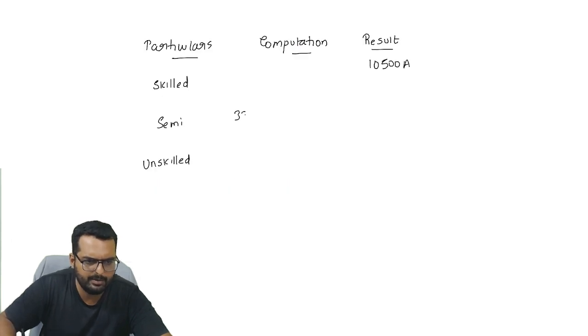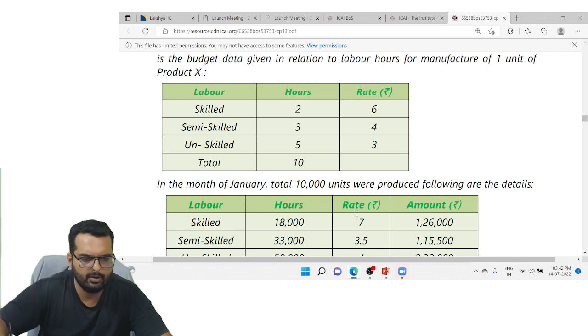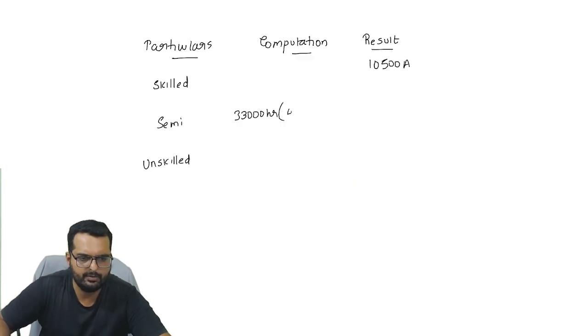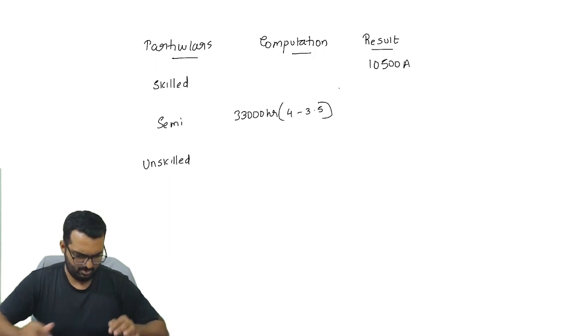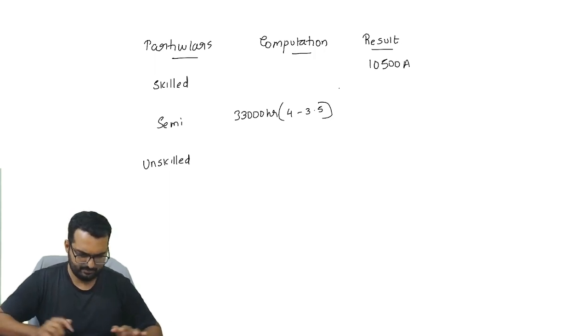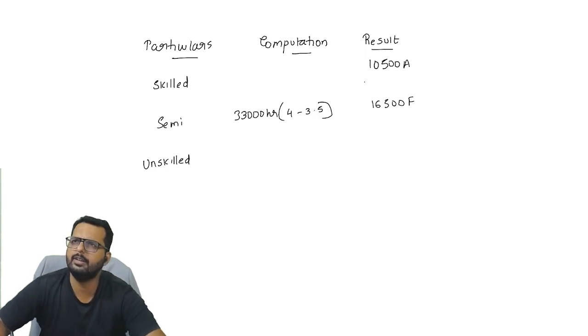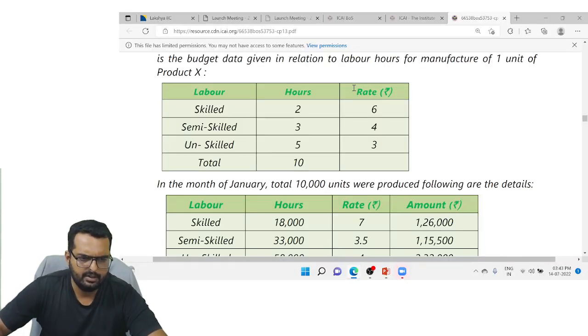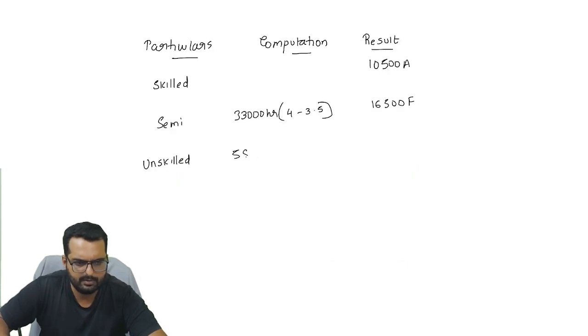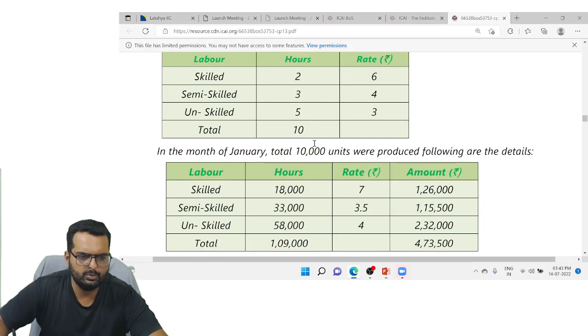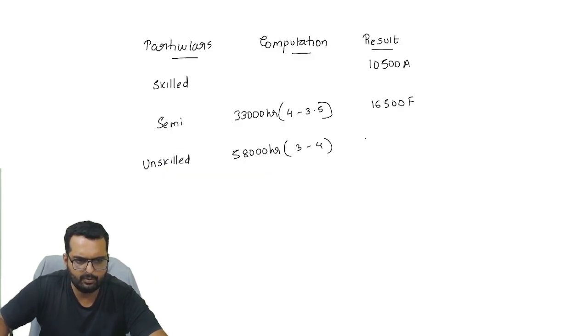Okay, 33,000 into SR. So the formula will be 33,000 hours into SR, which is 4, whereas the actual rate is 3.5. How much will you get? I'll get 16,500 favorable. Standard rate minus actual rate. Correct. And the last one is actual hours, how much? 58,000 hours into standard rate, which is 3. Actual rate is 4. 3 minus 4. So you'll get 58,000 adverse.